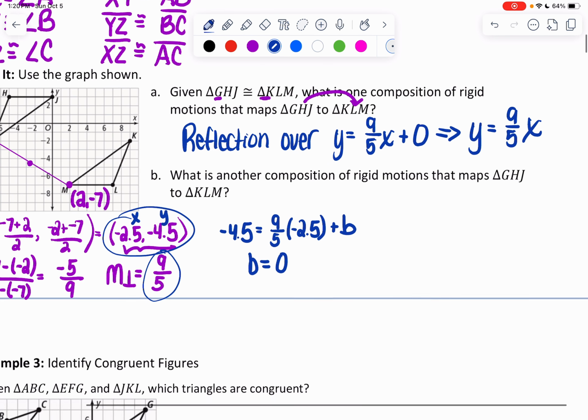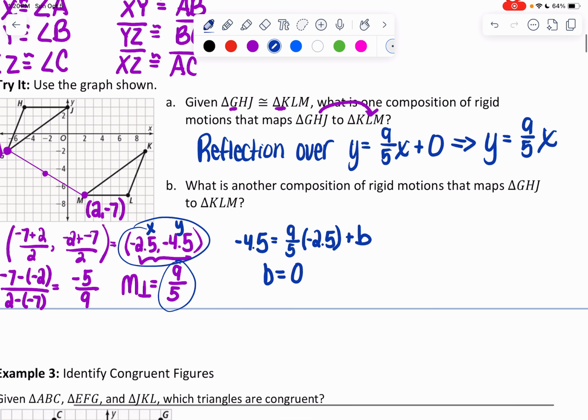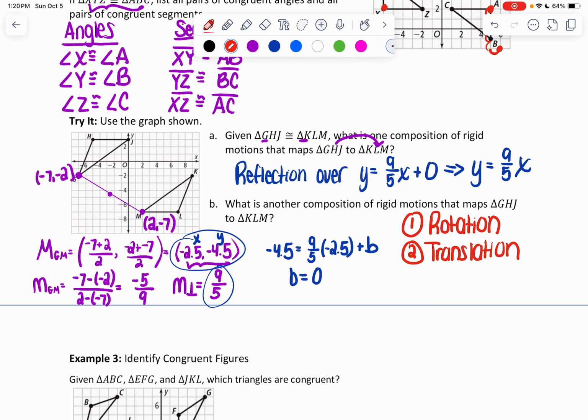So then it says in part B, what would be another composition of rigid motions? So another composition, I'm not going to do this all out, but you could do a rotation and then a translation. You need both of those because it can't just be one.